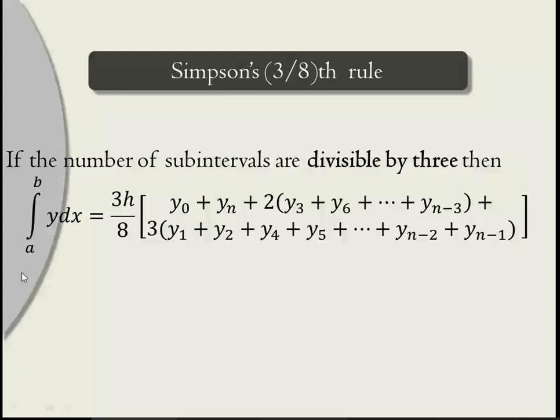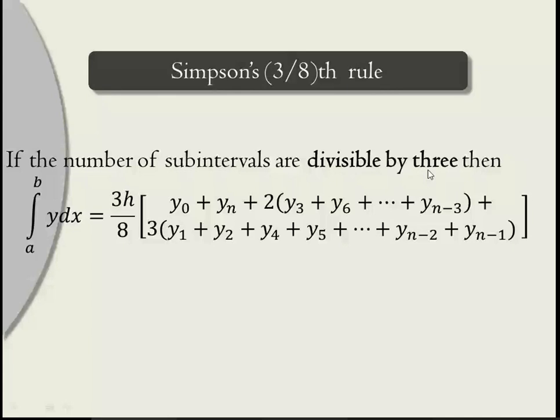Okay, so carefully remember this formula. Here the coefficient is 3 by 8. For the 1/3 rule, we have h by 3. For the 3/8 rule, we have 3h by 8. That is how we can easily remember the coefficient: for 1/3, h by 3, and for the 3/8 rule, 3h by 8. The important condition to remember for Simpson's 3/8 rule is that the number of subintervals n must be divisible by 3: 3, 6, 9, like that.